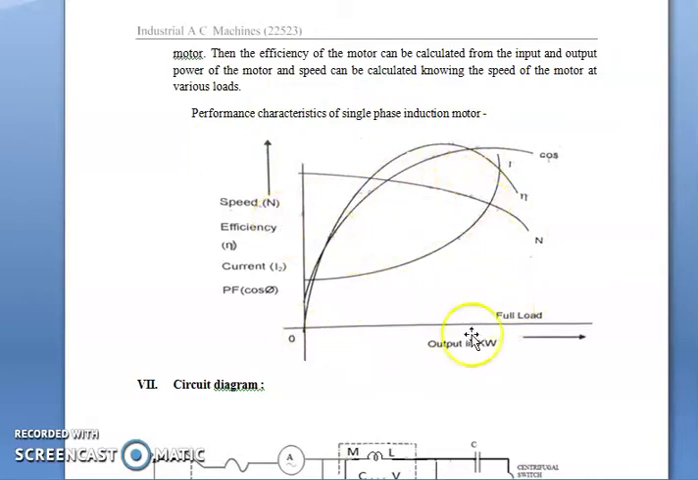On the x-axis you should take output in kilowatt, and on the y-axis you should take the speed, efficiency, current, and power factor. These are the 4 graphs we are taking on the y-axis, while the x-axis is nothing but output in kilowatt. These are the nature of graphs which are already shown in this figure. So let's begin with the actual performance of the single phase induction motor.